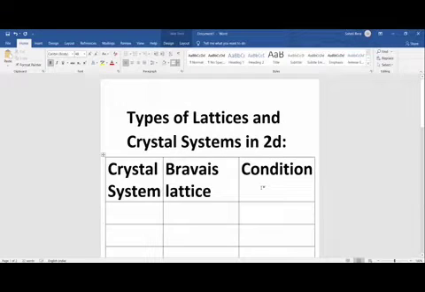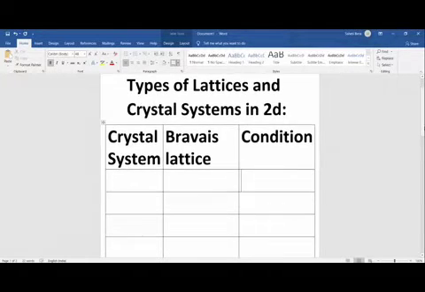Hello everybody, today is the third lecture of the solid state physics series. In this lecture we will learn about the types of lattices and the crystal system in 2D. I have made a table here, and you can also make the table in your notebook so that it will help you when you prepare for the exam.